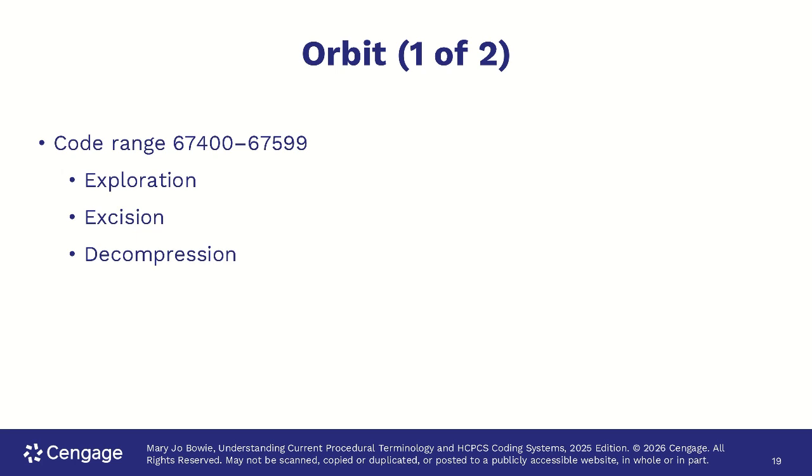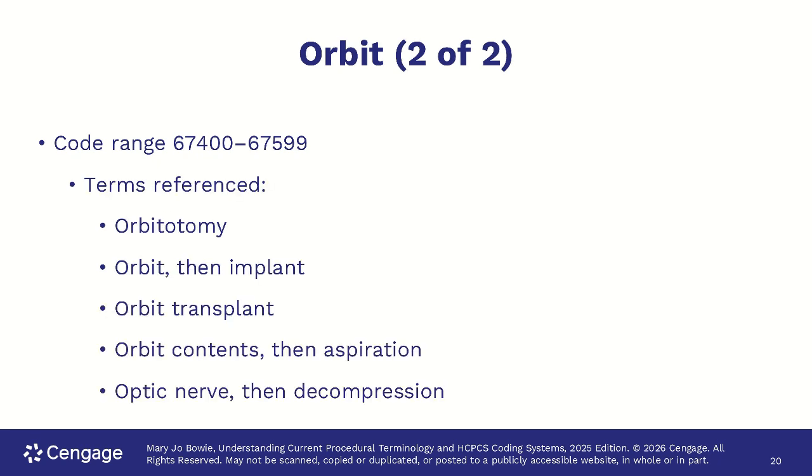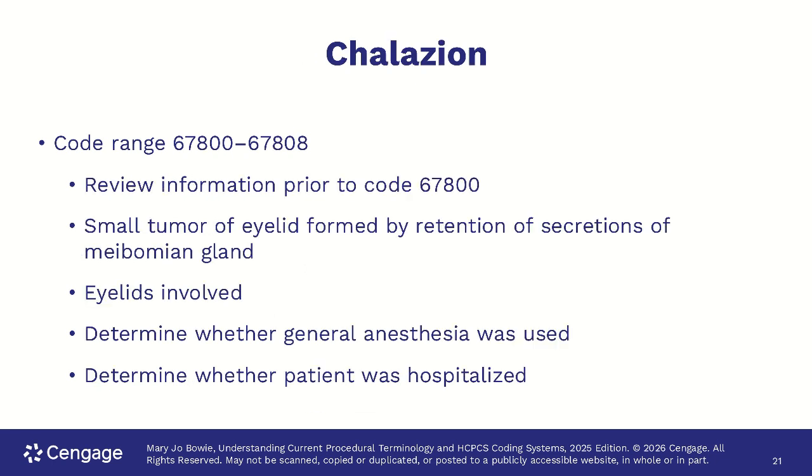All right, so procedures performed on the orbit. Procedures performed on the orbit are further subdivided based upon if it's an exploration, excision, or decompression. In the textbook, they talk about some great terms to look for when you're locating these codes. Orbit, then implant, orbit contents, then aspiration. They give you lots of options to help you look up the codes because I think in the beginning, that's one of the most challenging parts.